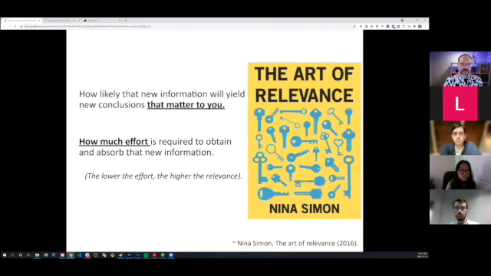But then there's also an added lens, which is how much effort people are going to have to put in to absorb that into their life, which is also a big part of it. The lower that effort, the easier you make it as a science communicator, the higher the relevance will be to them.